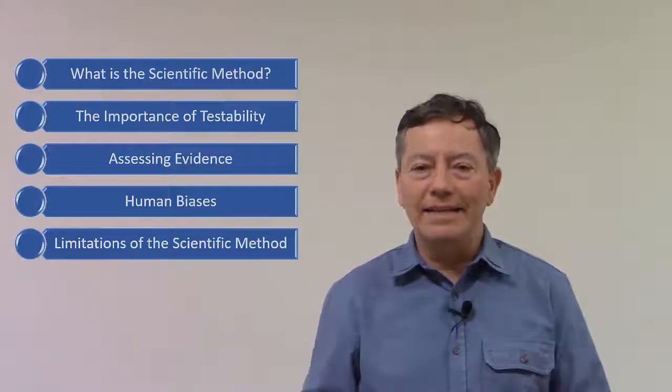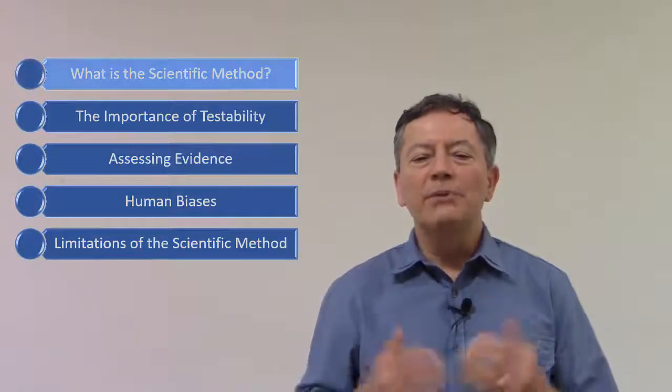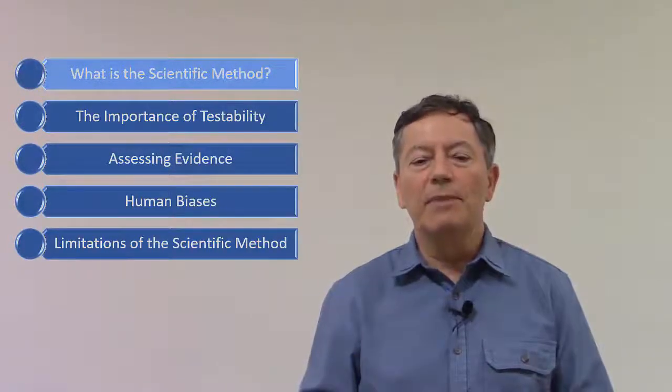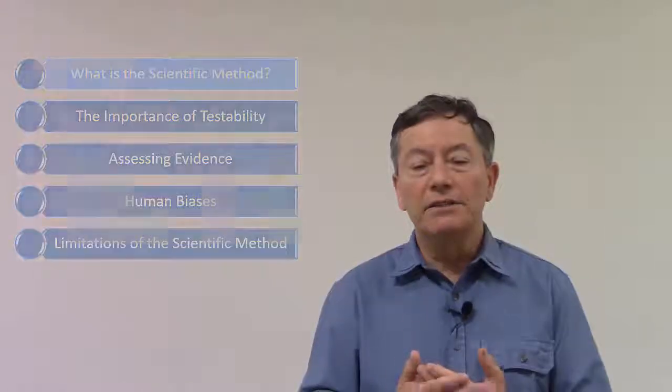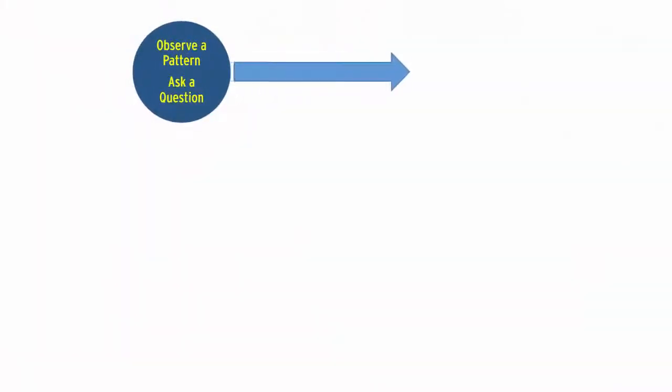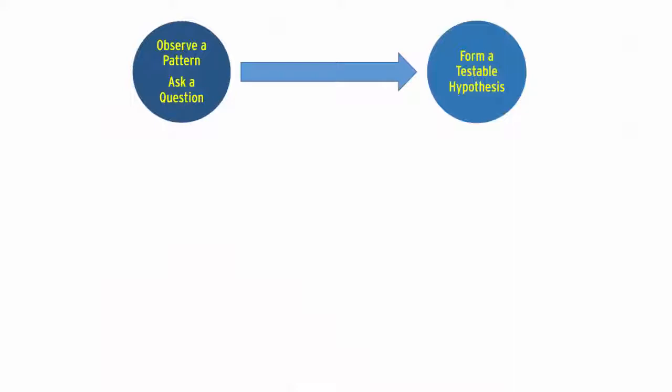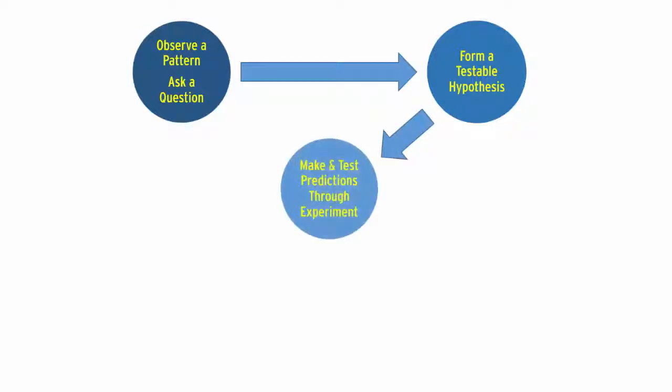What exactly is the scientific method? Generally speaking, science is a method to uncover truths about the natural world. It consists of five basic steps. The first step is to observe a pattern and to ask a question about it. The second step is to propose a generalization based on our observations and form a testable hypothesis. Third, we make predictions based on our hypothesis that we then test through experiments and further observations.